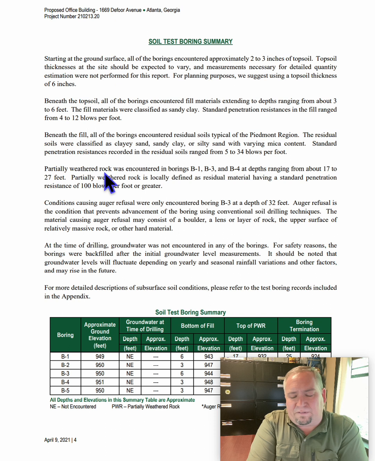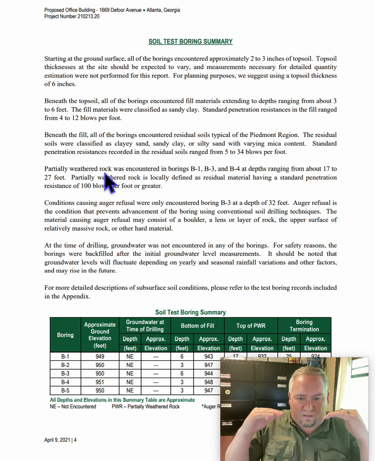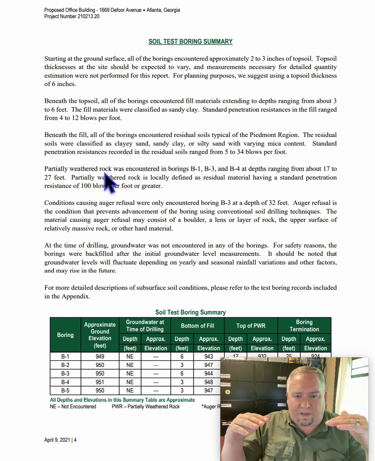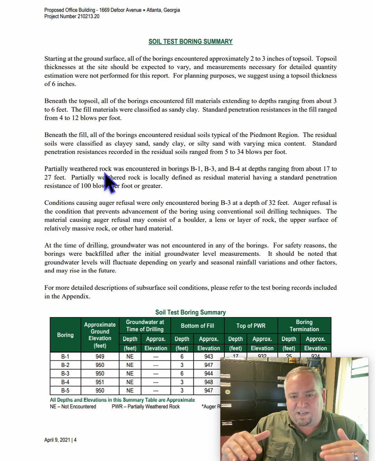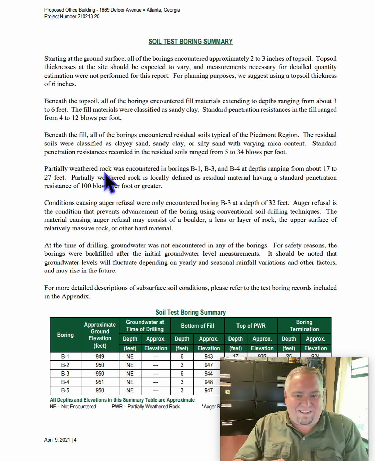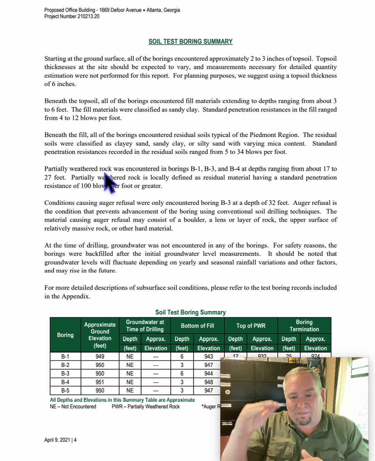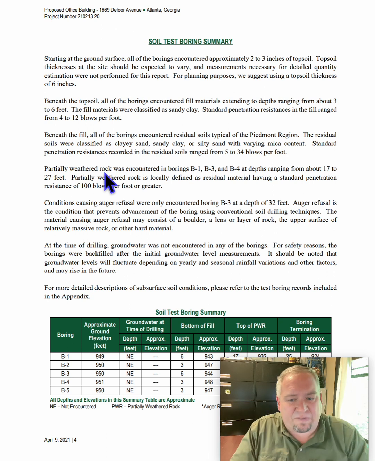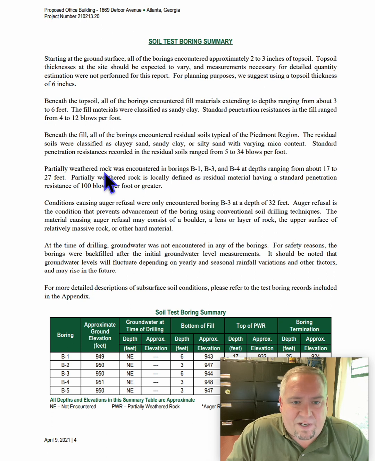Usually you'll have a subsurface that starts out, and you'll see the soil colors change, and you're going to see the PWR start coming up, and then you'll start seeing some quartz, granite, and some slate down through there. But it's usually an indicator of the top layers of the rock, and it's usually a softer rock, but it will get denser as it goes down.